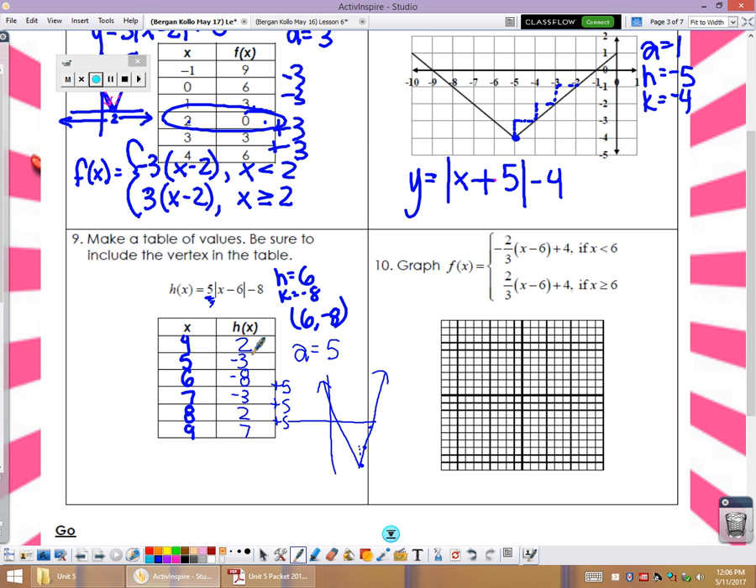Another thing you can do is plug all of these values in and solve. Now that takes a lot of time, right? The easiest thing to do is start by finding your H and your K and then figuring out where to go from there.